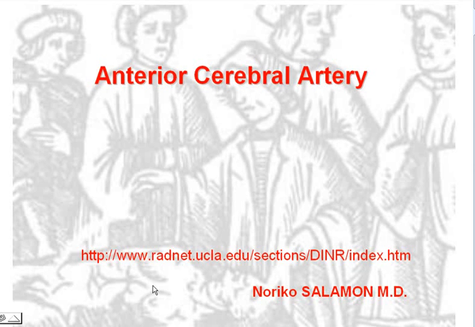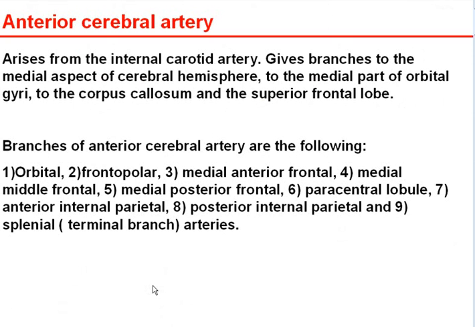This is a lecture for anterior cerebral artery anatomy. The anterior cerebral artery arises from the internal carotid artery. It gives branches to the medial aspect of the cerebral hemisphere and also to the medial part of the orbital gyri, to the corpus callosum and superior frontal lobe.